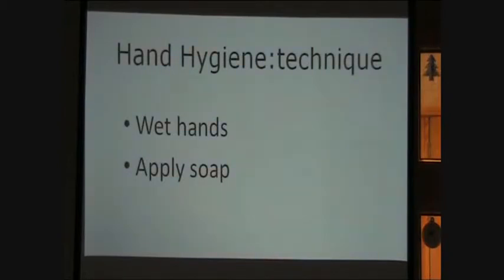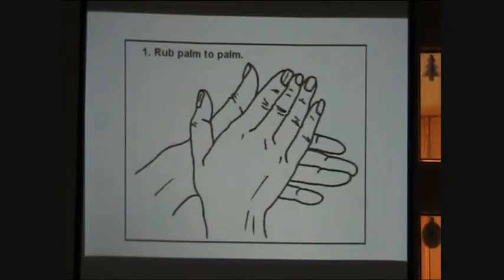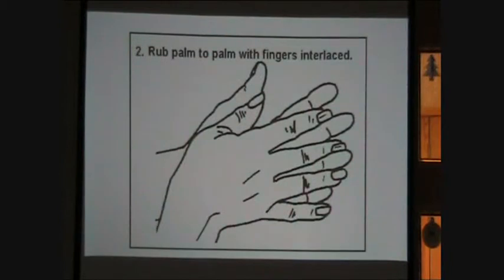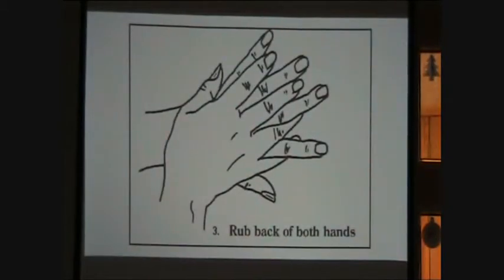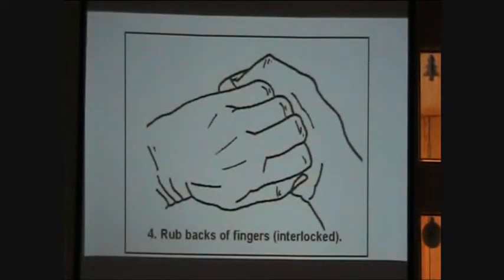You can do this by rubbing your hands palm to palm, rubbing your hands palm to palm with your fingers interlaced. With your fingers interlaced, rubbing the back of one hand with the palm of the other hand and repeating this with the other hand. Rubbing with the backs of the fingers into the opposing palm with fingers interlocked.